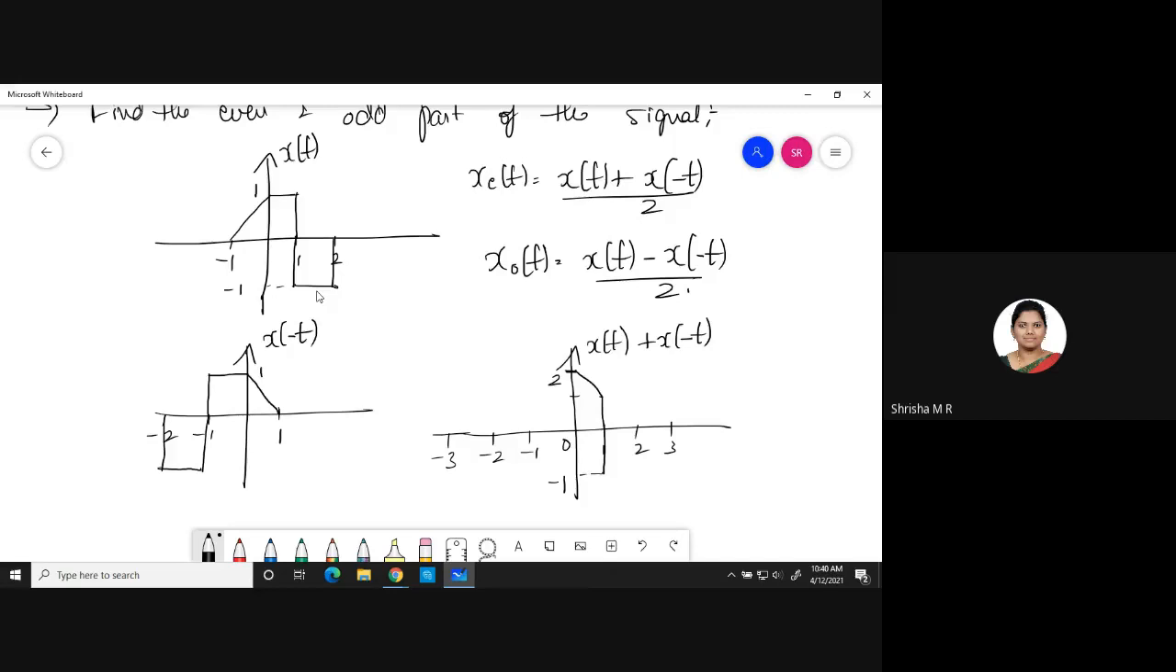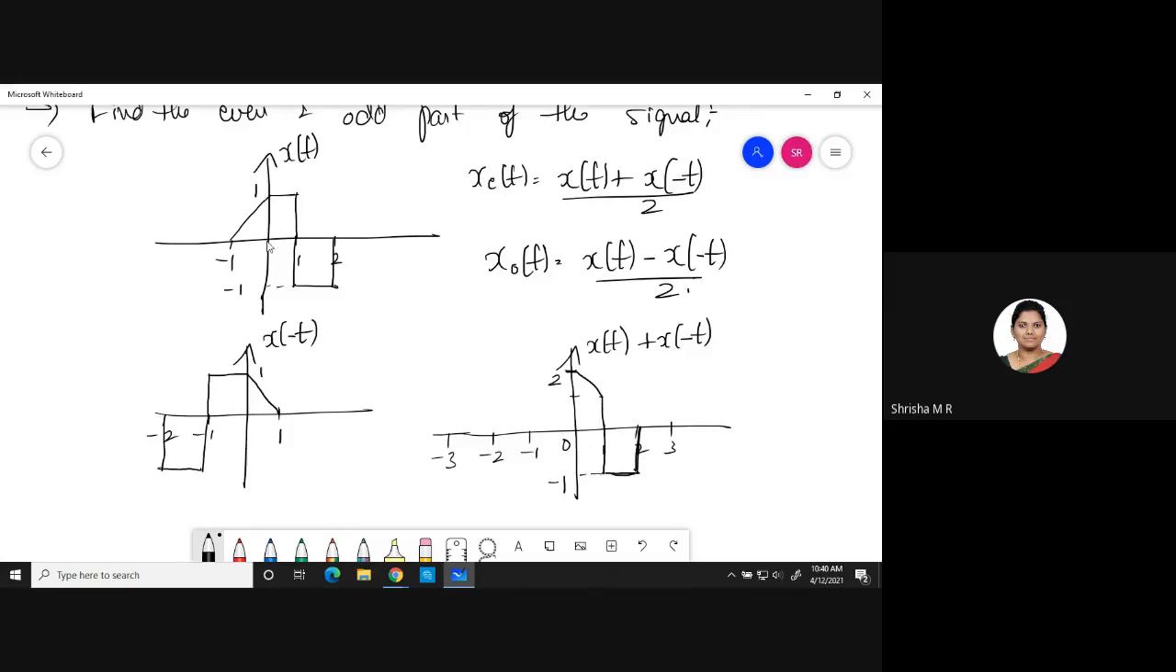Okay. Next, again from 1 to 2, the signal is at -1, and here you have 0. So it will be like this. Okay. So this is the signal. Did you follow? Right side of the signal. Now we'll plot the left side similarly.